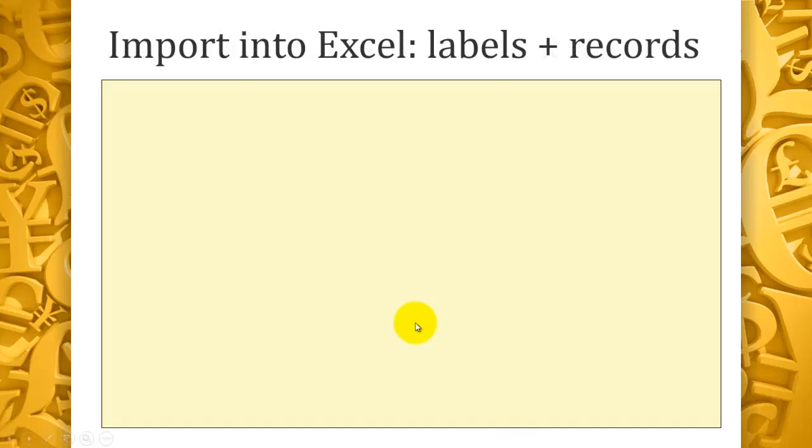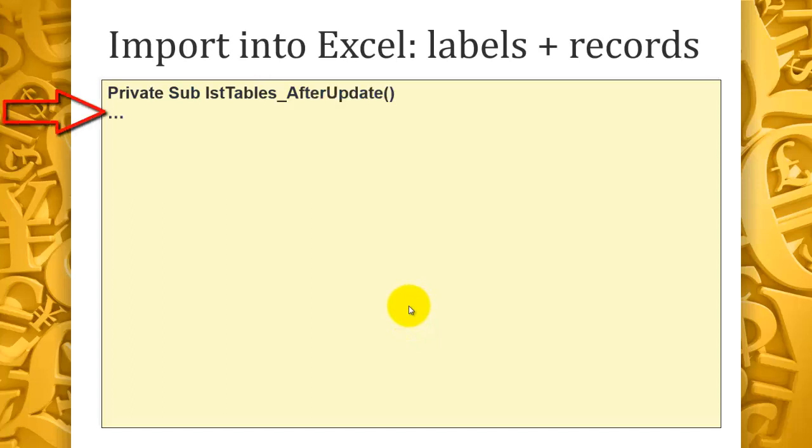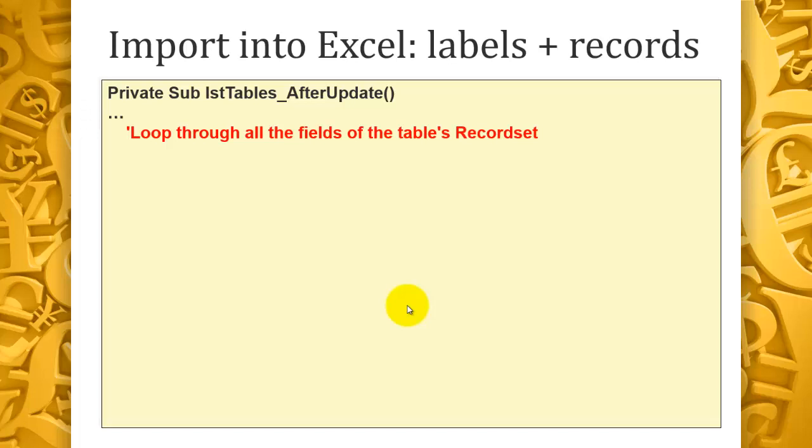The same subroutine in the same event. We are going to import everything into Excel. It's the same after update event. We discussed already how the code starts. Now we are going to loop through all the fields of the table's record set. Why? Because we want to know the labels of those fields, the names of those fields, so we can put them in Excel on top of each column in the first cell.